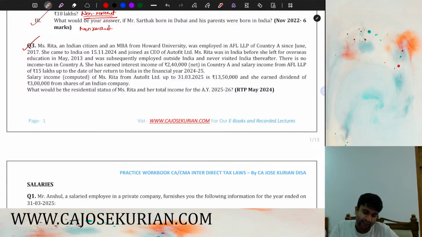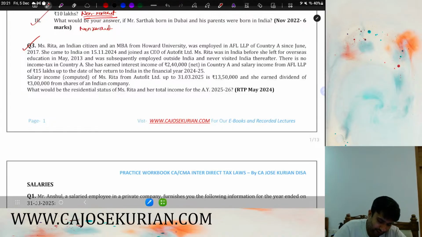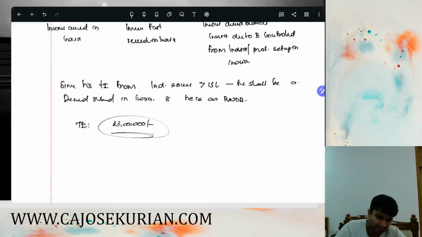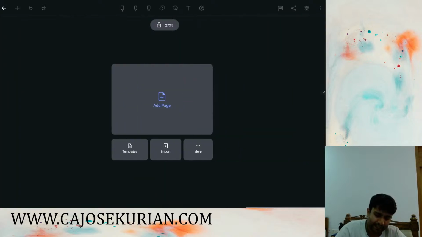She has earned an interest income of 2,40,000 net in country A and salary income from AFL LLP of 15 lakh up to the date of her return to India in the financial year 24-25. Salary income computed of Miss Rita from Autofit Limited up to 31st March 2025 is 13 lakh 50, and she earned a dividend income of 3 lakh from shares of an Indian company. What would be the residency status of Rita and her total income for assessment year 25-26? So we'll read the question and understand the scenario.